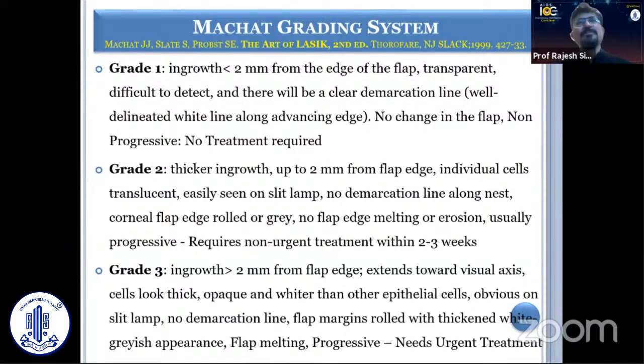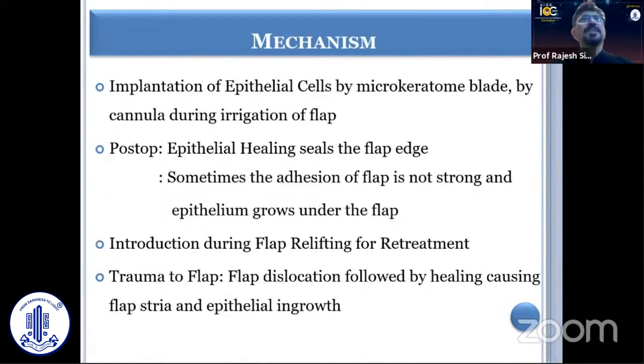In grade 2, you have thicker ingrowth up to 2 millimeters from the flap edge. There's no demarcation, and you can see these are translucent cells, and then gradually they are progressive. As they progress, they will require some treatment. And in grade 3, the ingrowth is more than 2 millimeters, and it can lead to flap elevation. There can be flap melting, and it requires urgent treatment.